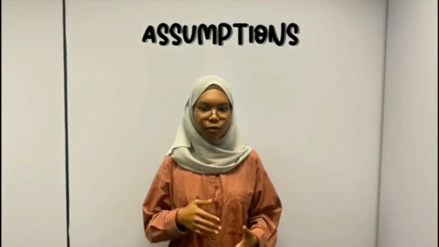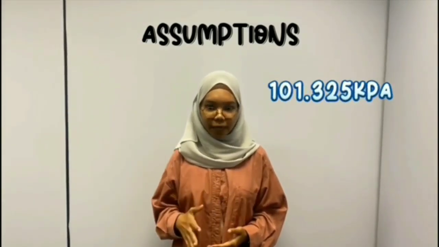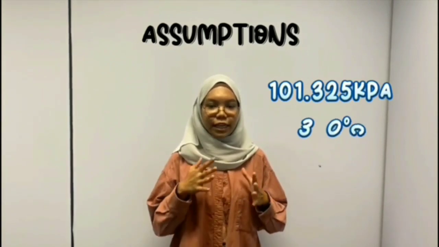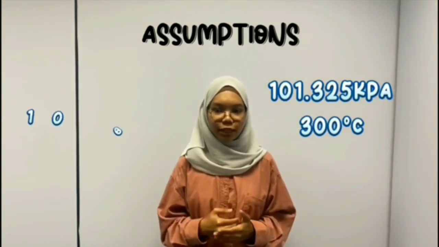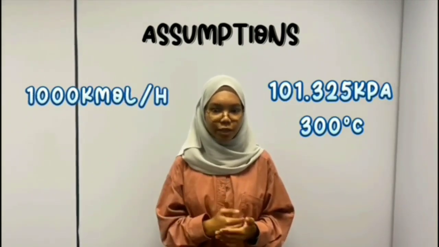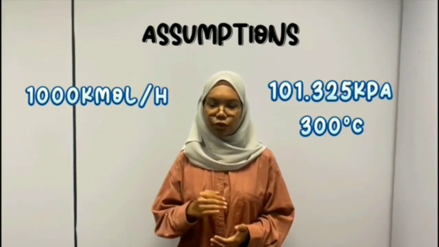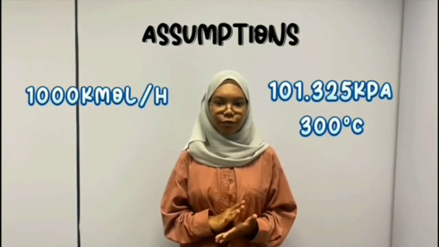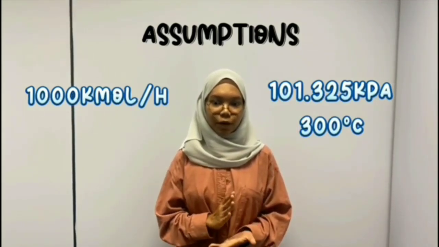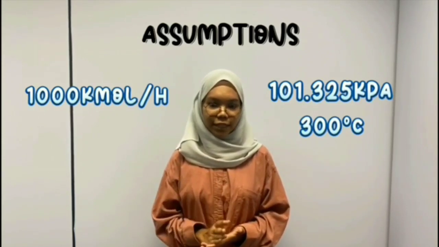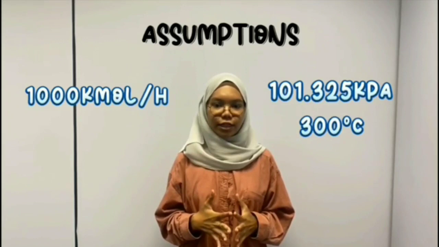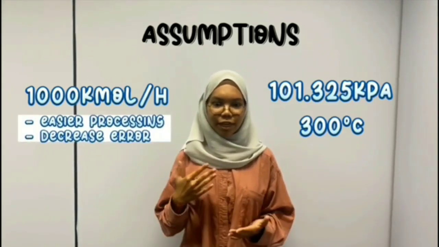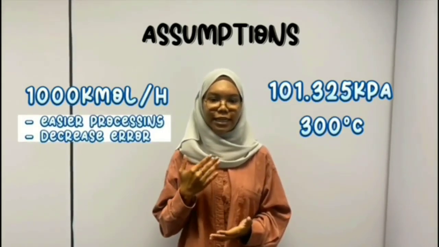Some assumptions that we have decided to use in this operation are 101.325 kPa for the pressure and 300 degrees Celsius for the temperature, while the feed flow rate that we use is 1000 kmol per hour instead of 0.64 mole per second due to its small value. Assuming a feed flow rate of 1000 kmol per hour rather than 0.64 mole per second may be practical, and larger units make processing huge numbers easier and decrease the chance of computation errors.